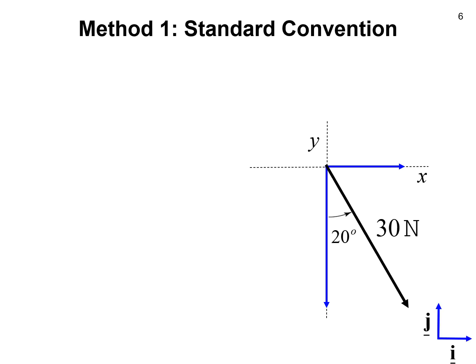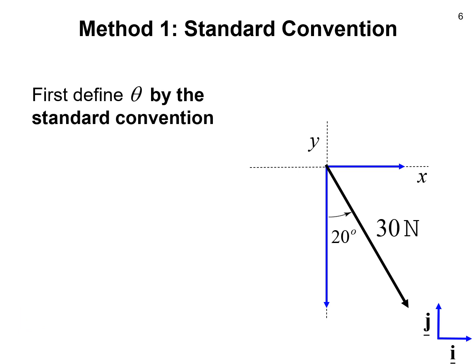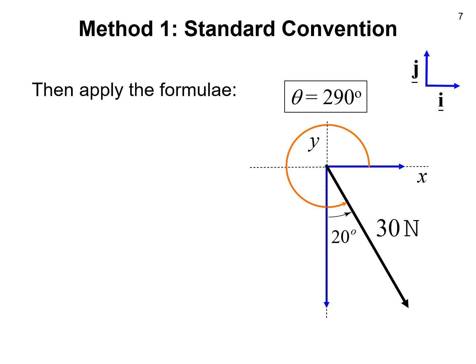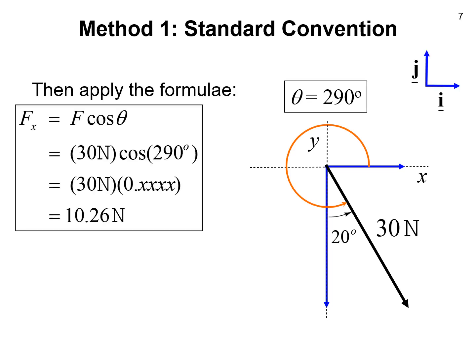Well, the first method is to simply say, let's use our standard convention. And the first step to that is define the angle theta using that standard convention. It's not 20, rather it's 290 degrees, because again the convention says start at the x-axis and go all the way around to the vector, okay? And then we'll apply our formula.